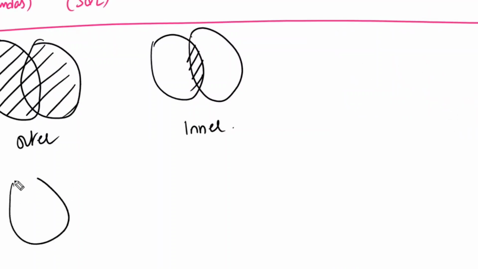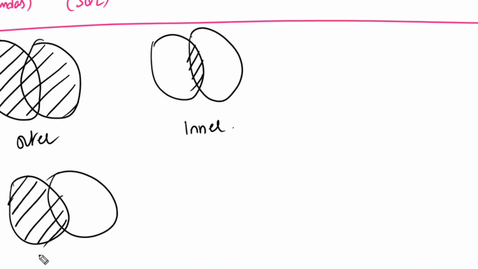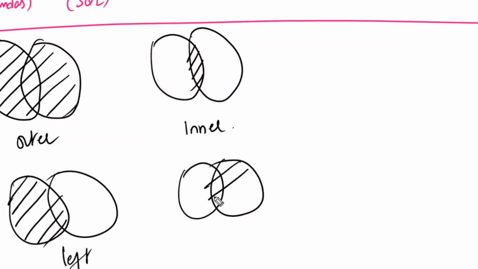Next one is called as left join. This is left side part. This is called as left join. And this is called as right join, right side part. This is called as right join. Okay. This is called as right join or right side merge. In pandas, it is called as merge. In SQL, it is called as joins.